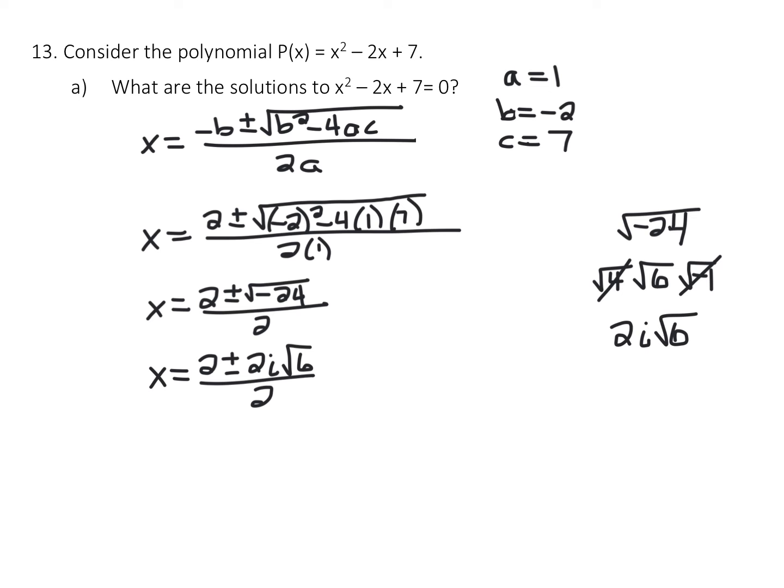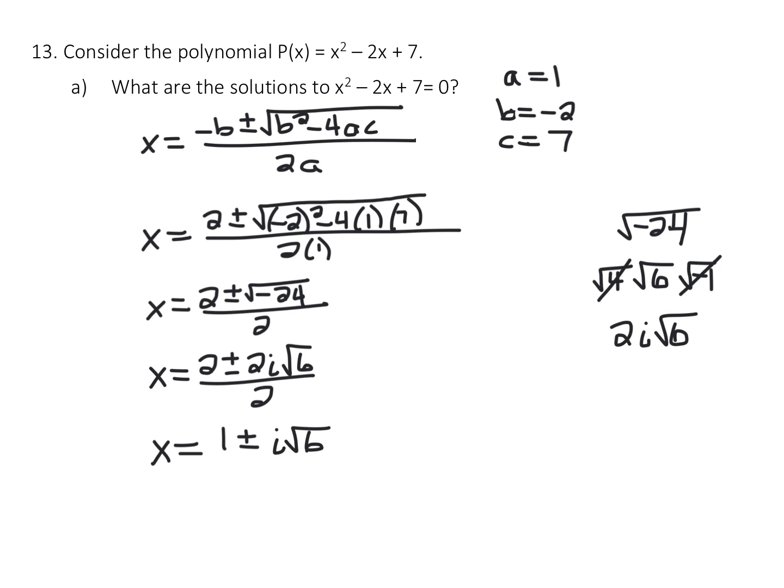All right, so now if we look at our numbers here, look, we have a 2, a 2, and a 2. Let's divide all those by 2, and let's just make them 1. So we'll have 1 plus or minus 1i radical 6 over 1. Okay, so x equals 1 plus or minus. Now, we don't have to write 1i. We could just write i radical 6.